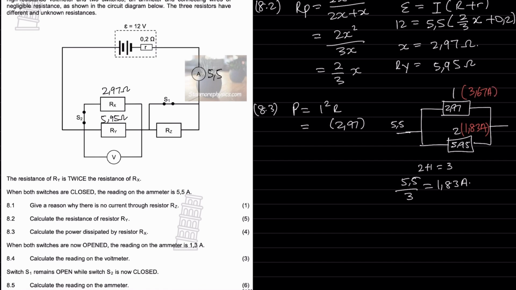Now that we know the current, we can substitute and solve the power. So 3,67 squared, and then the power gives us 40 watts.